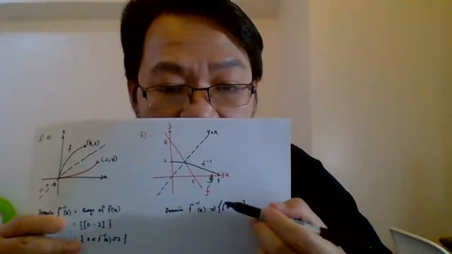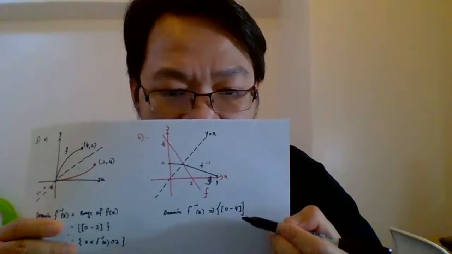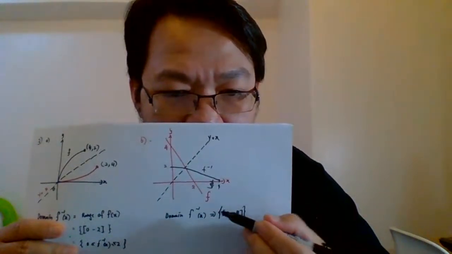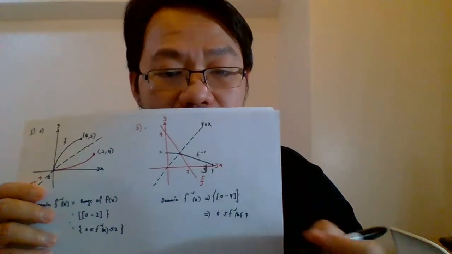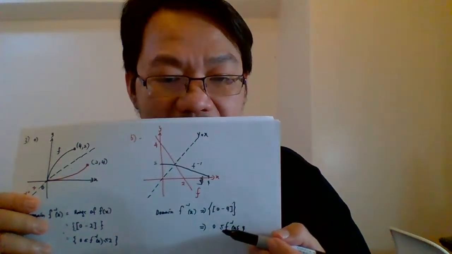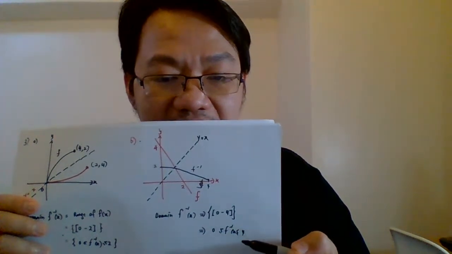So you can write down your answer 0 to 4. Don't forget the open and close curly brackets like this: open square bracket and close square bracket, 0 to 4, and open and close curly. Or if you don't like this, no problem. Free country, right? You can use another way, which is 0 less than or equal to f inverse x less than or equal to 4. Settle. That is question number 3B.